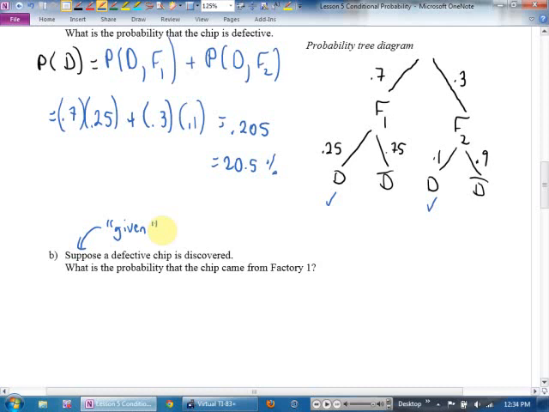What is the possibility? We need to translate this into a probability statement. What's the given? What do we know? What's the suppose? The given is that it's defective. They've told me the bottom outcome. That's also how you can recognize that we have to use this. What do they want us to find?